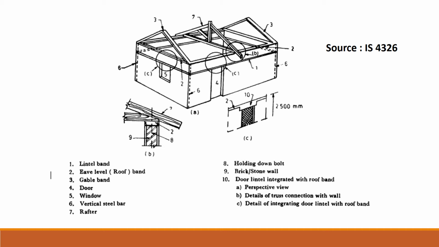Now a door lintel is integrated with the roof band at 10, what we can observe in the third figure, wherein the lintel band could be continued up into the roof band of the topmost stories. So a perspective view is given here in A of the door lintel, and details of the truss connection with the wall are given in B, and details of integrating the door lintel with the roof band are given at C.